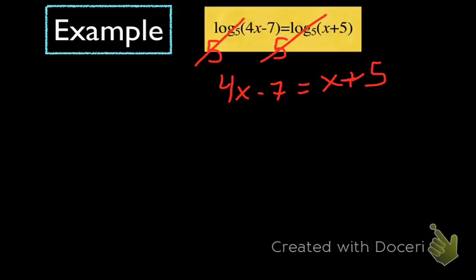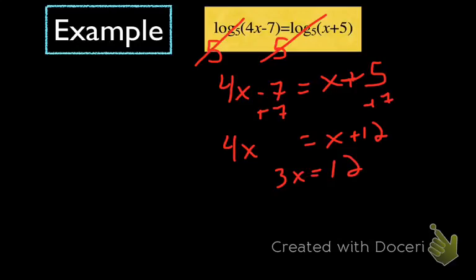Let's finish solving this. I'm going to add 7 to both sides. That's not what I get: 4x equals x plus 12. Then subtract x's, so I get 3x equals 12, and then I get x equals 4.